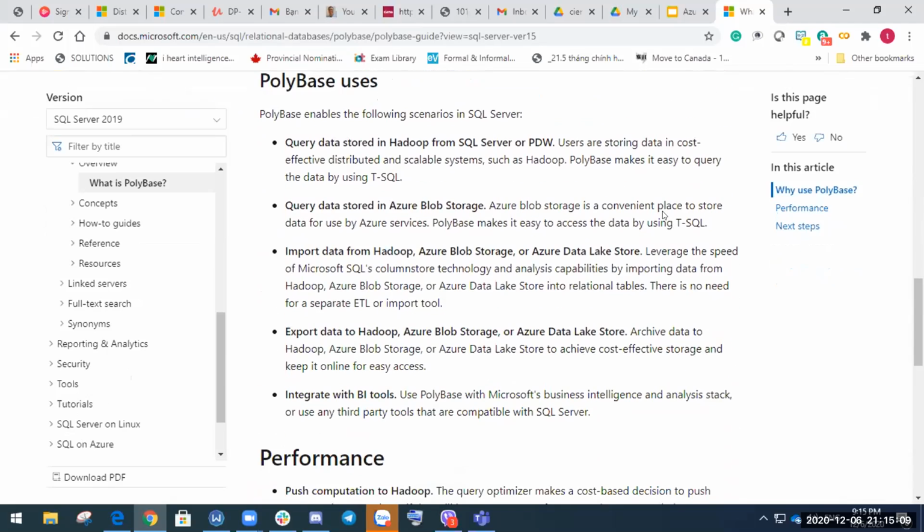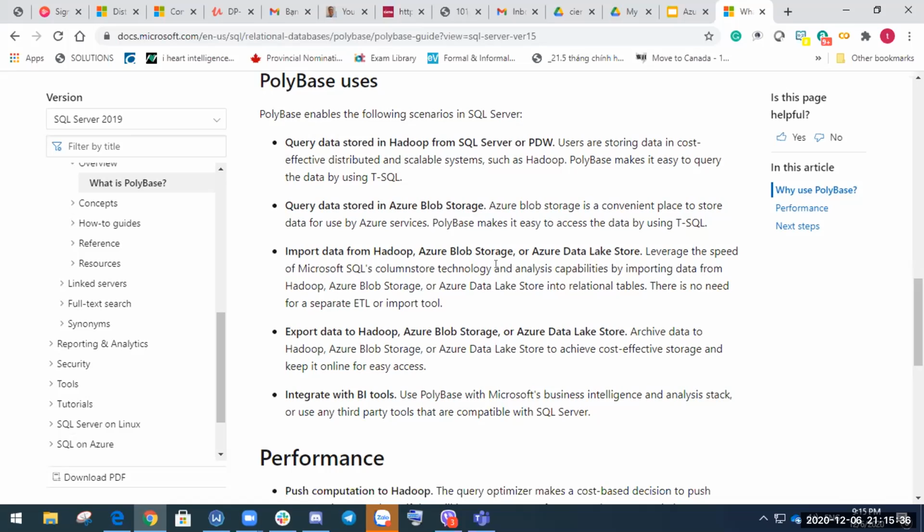So in here, as you see, it goes very brief, and I have other supplement materials that we can use to go more in depth on this Polybase. Here is some overview of the uses of Polybase, like you can query data stored in Hadoop from SQL Server.